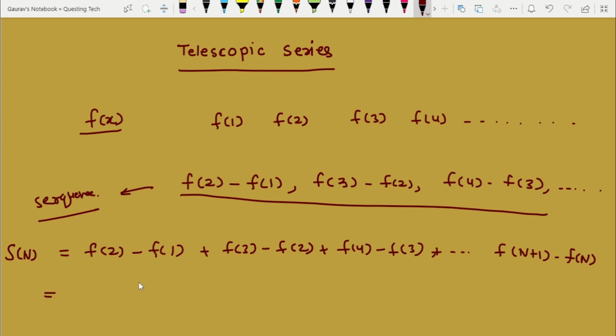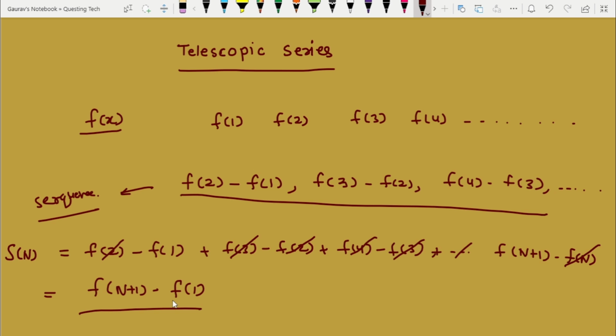So here we can see that this f of 2 cancels out with this f of 2, this f of 3 cancels out with this f of 3, this f of 4 will cancel out with the one that follows, and till this f of n will also get cancelled out. So what is the remaining sum? This is f of n plus 1 minus f of 1. Okay. So if we find a telescopic series in the sequence, then finding their sum will be a very easy task for us.